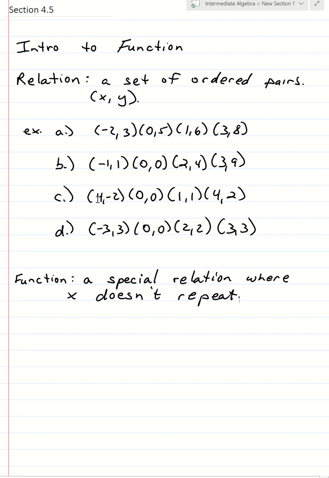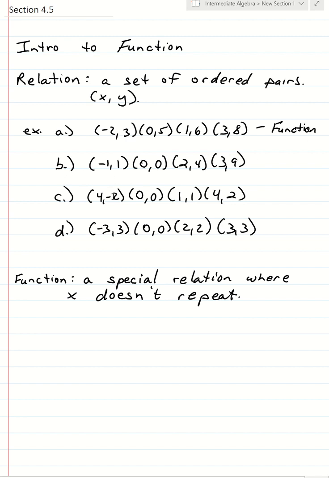So let's go back to our 4 examples here. And of our 4 examples, we want to know which of these relations are special to consider them whether or not they are in fact functions. So if I look at example A, I want to look at my x values and I want to make sure that x doesn't repeat. So here I have an x value of -2, 0, 1, and 3. In each of these cases, your x value never repeats. Therefore, not only is this a relation, but it is also a function, because it is special enough because our x values never repeat.